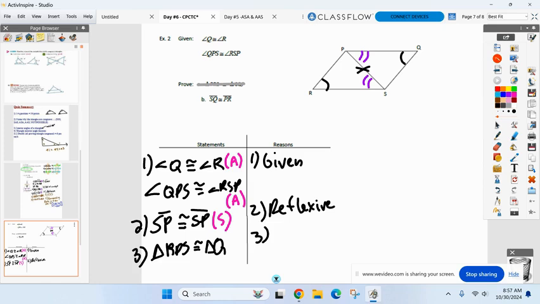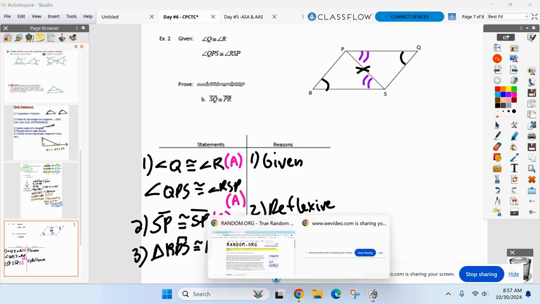Let's keep going. PS. What did we say PS was equal to? SP. SP, right? But if I go R, let's see, RPS, I got to go QSP right there. All right, what's your method? What's your method going into tomorrow's quiz here?